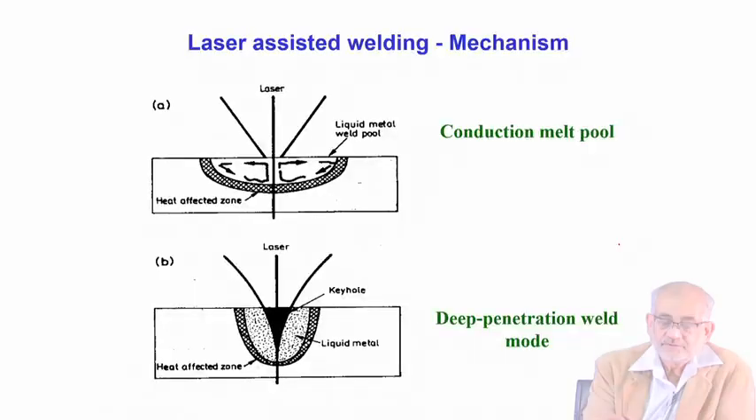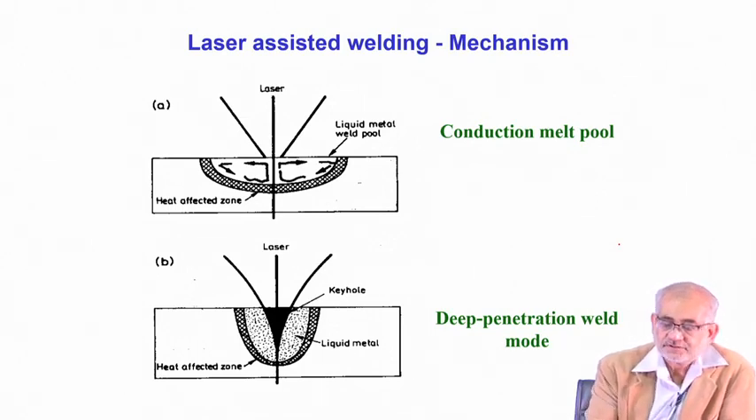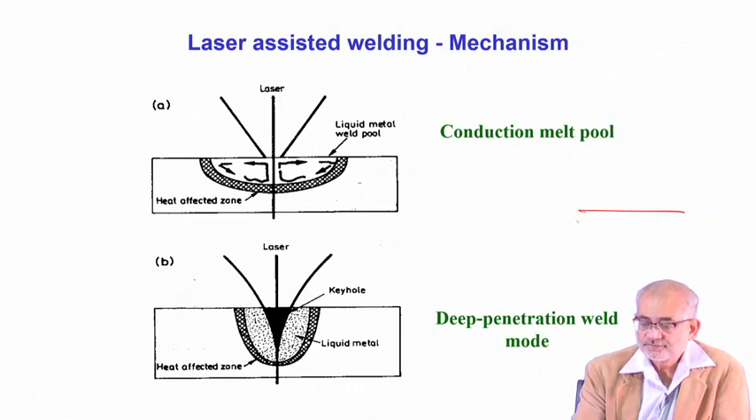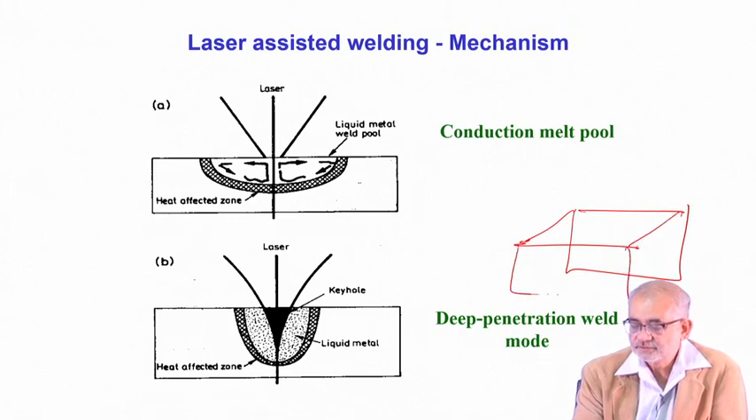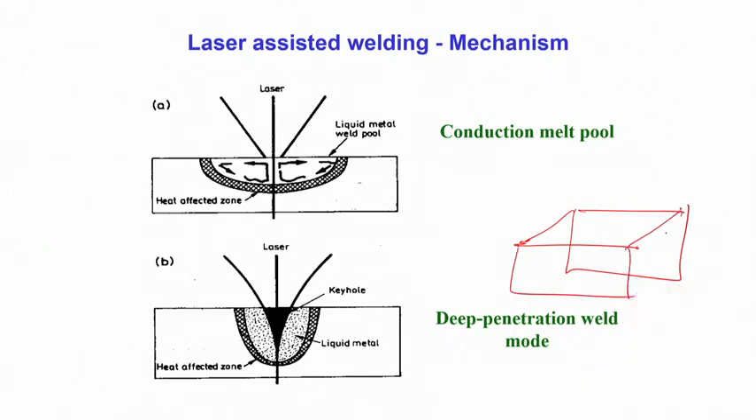For joining, we already discussed while discussing electron beam assisted joining the importance of the location of the focus. If this is the solid we are talking about, we have three possibilities: the focus resting above the surface, the focus coinciding with the surface, or the focus going below the surface. If it is above the surface, then the effect of heating will be fairly shallow and diffused, so you end up getting a conduction melt pool.